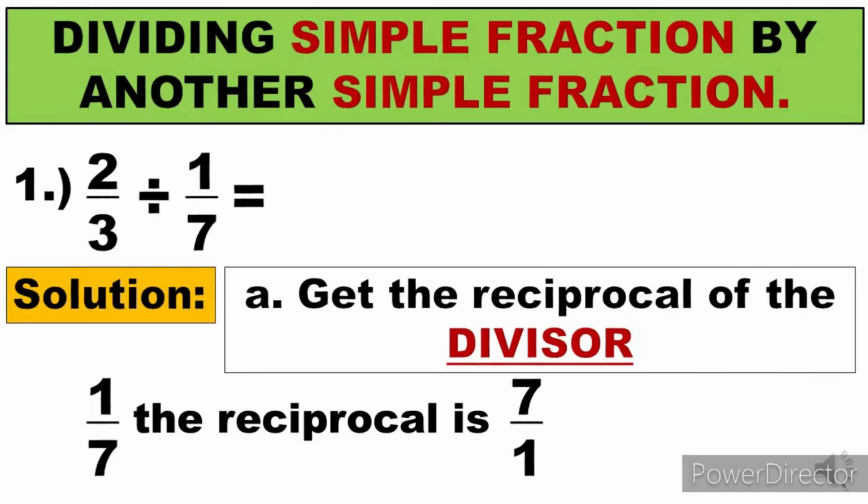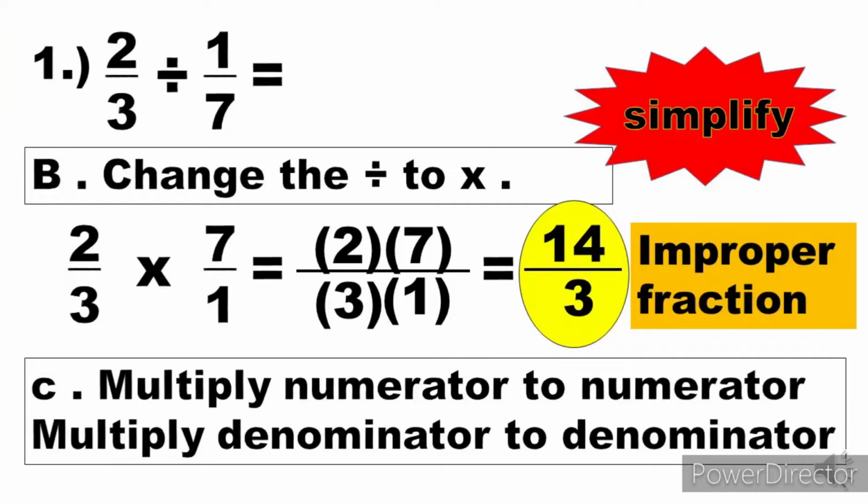Okay, now let's have dividing simple fraction by another simple fraction. Okay, number 1 example, 2/3 divided by 1/7. So, the solution is to first get the reciprocal of the divisor. So, meaning yung kabaliktaran ng divisor natin, which is ang divisor natin is 1/7. The reciprocal is 7/1. Okay, the next, after natin nakuha ang reciprocal ng divisor, i-change natin yung divide sa multiply.